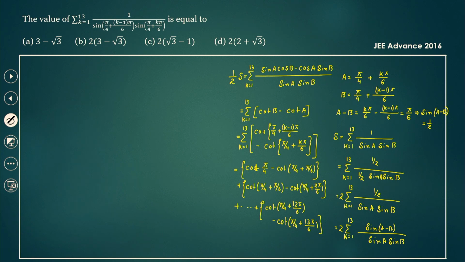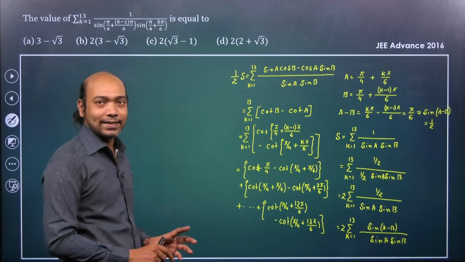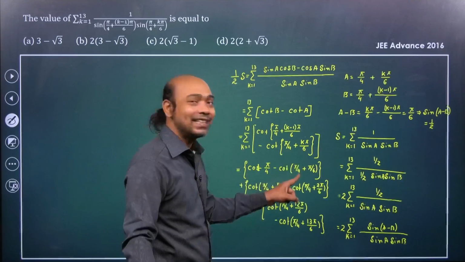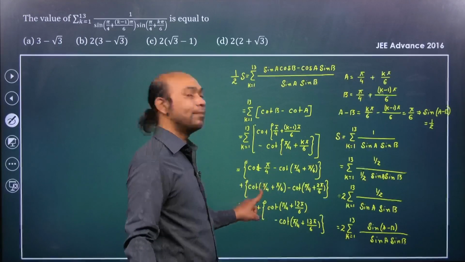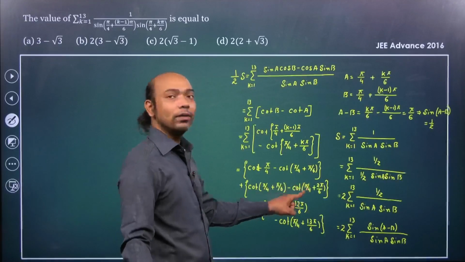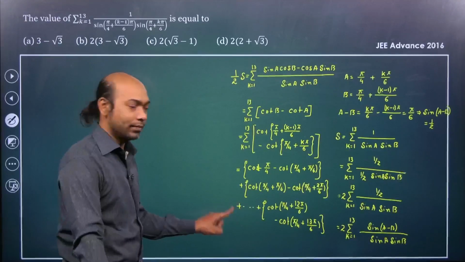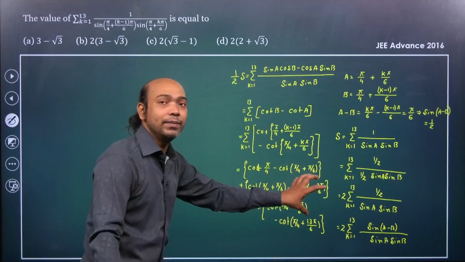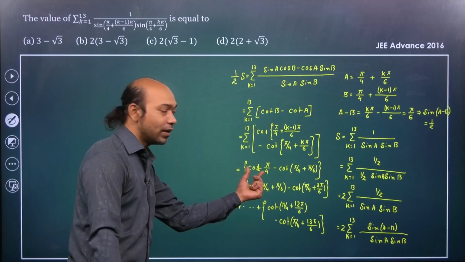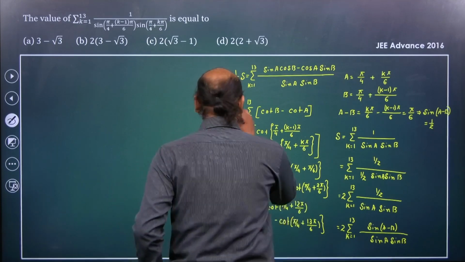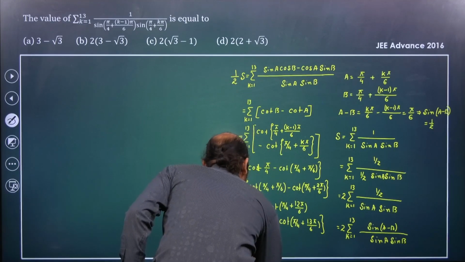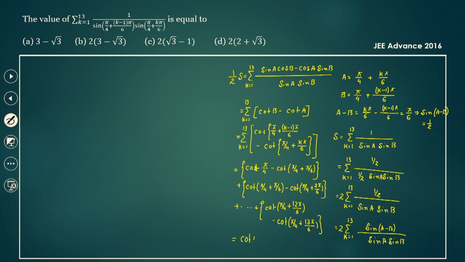Okay. Now if I observe this series carefully, the second term of the first thing will be cancelled by this. Similarly, this one will be cancelled by the third term, such that all the terms in between will be cancelled. So what will be left? The first term and the last term. So therefore 1 by 2s can easily be written as cot pi by 4 minus cot pi by 4 plus 13 pi by 6. So that's the answer, okay?